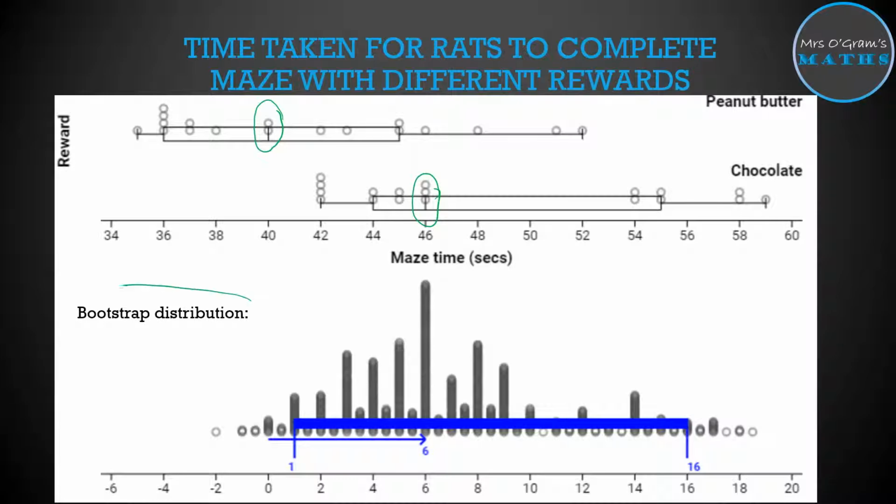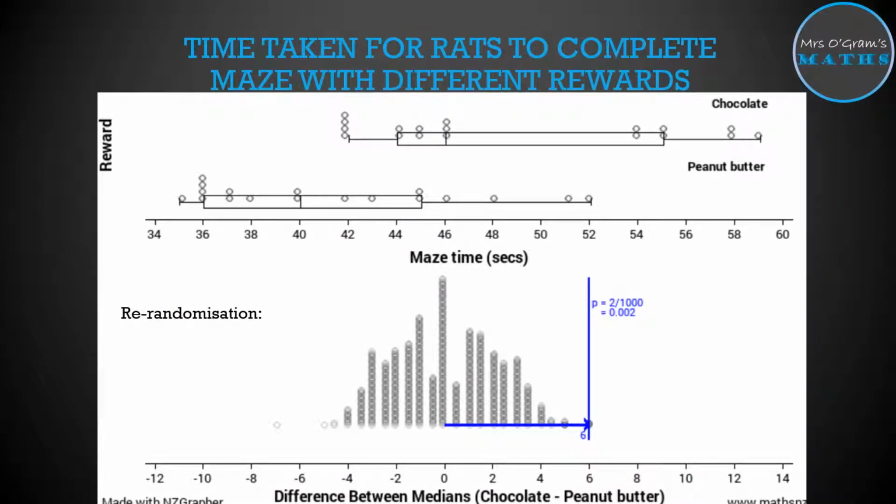Then down here we have a bootstrap distribution. So we put that back in the same way as formal inference. Just go back and revise that if you're not sure what's happening here. It's done 1,000 times to see what we can expect the difference of those medians to be. So we can now read off that we expect the difference between the medians for the rats going for peanut butter to be between 1 second and 16 seconds faster than the median time to complete the maze when the rats are going for chocolate.